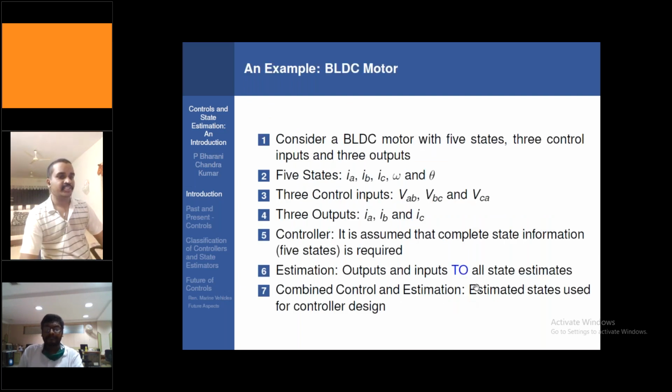So, combined control and estimation. I am using the estimated states for the controller design. So what is the lesson we learned from here? Why state estimation? Why is the controller required? Because I want to achieve the desired state with the desired specification. That is the purpose of the controller. The second purpose, the purpose of the estimator, is that I don't want to use all 5 states for my control. I have only 3 sensors. So for the remaining 2 states, I am using the estimator algorithm.